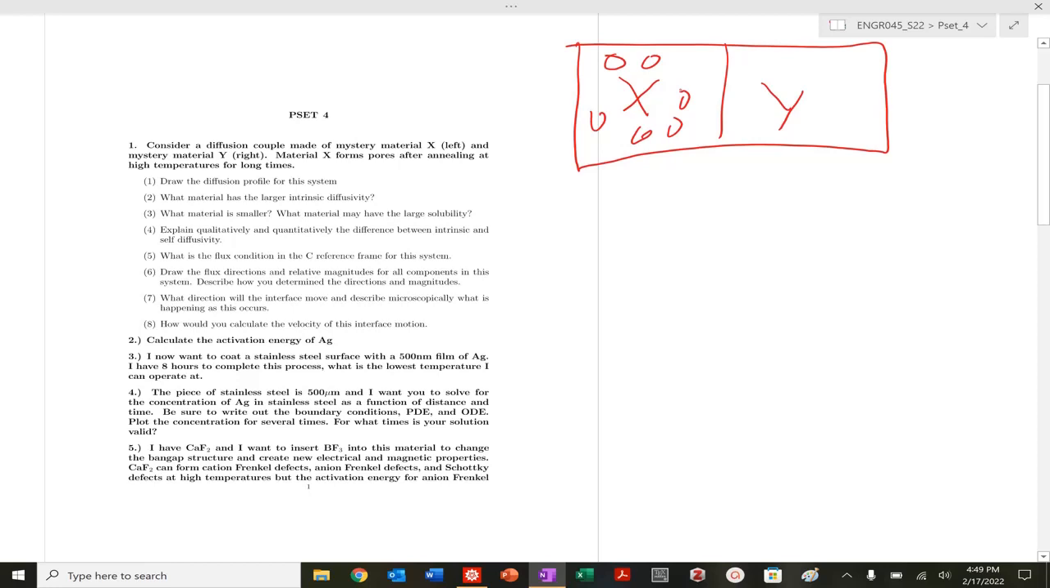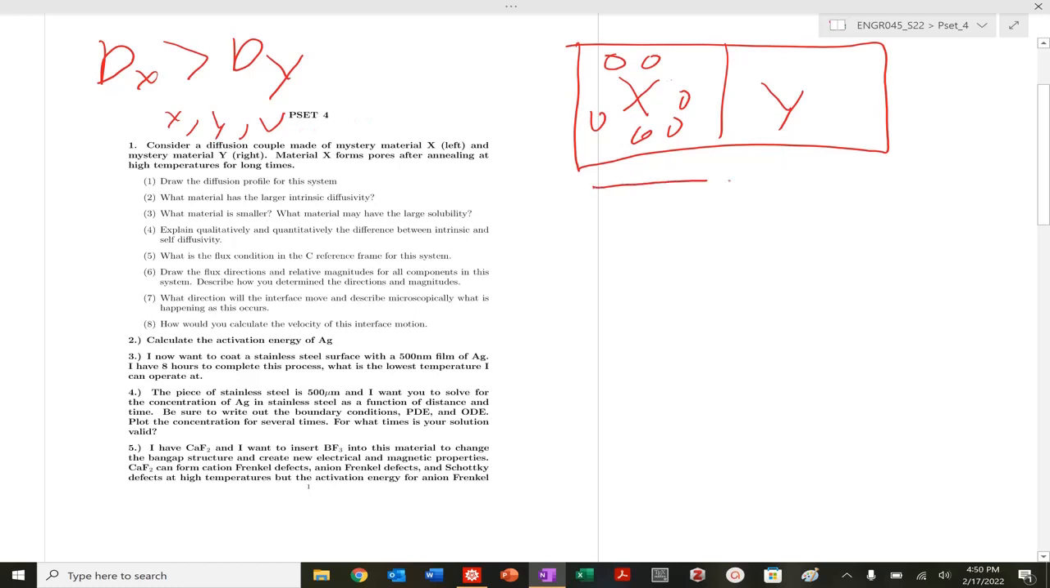So let's draw the diffusion profile. I know if pores are forming here, I have more material X leaving than is being replaced by Y, or extra half planes, so I know my diffusivity of X is greater than my diffusivity of Y. And I know that in my C frame, I'm going to have the flux of X, Y, and vacancies. They all must sum to 0.